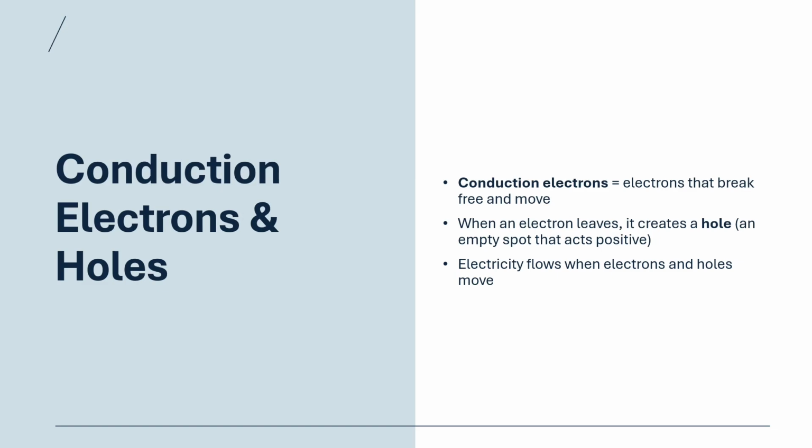When a semiconductor gets a little energy, like heat, some of the electrons break loose from the atoms and start moving. These moving electrons are called conduction electrons. And when an electron leaves its place, it leaves behind an empty spot. That empty spot acts like a positive charge, and we just call that empty spot a hole. So electricity in semiconductors is basically electrons moving one way and holes moving the other way.